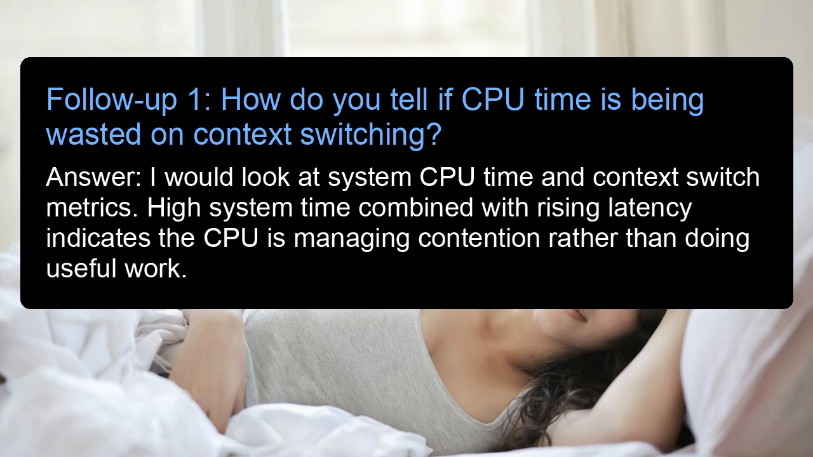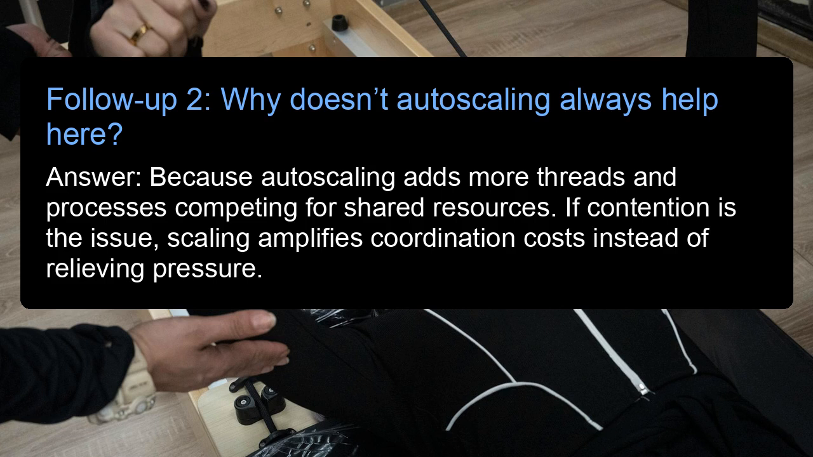Follow-up 1. How do you tell if CPU time is being wasted on context switching? Answer: I would look at system CPU time and context switch metrics. High system time combined with rising latency indicates the CPU is managing contention rather than doing useful work. Follow-up 2. Why doesn't auto-scaling always help here? Answer: Because auto-scaling adds more threads and processes competing for shared resources. If contention is the issue, scaling amplifies coordination costs instead of relieving pressure.